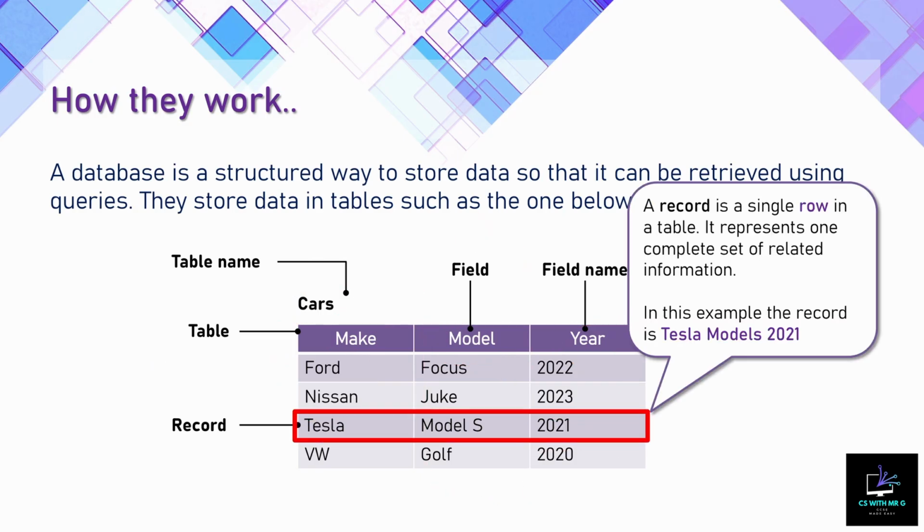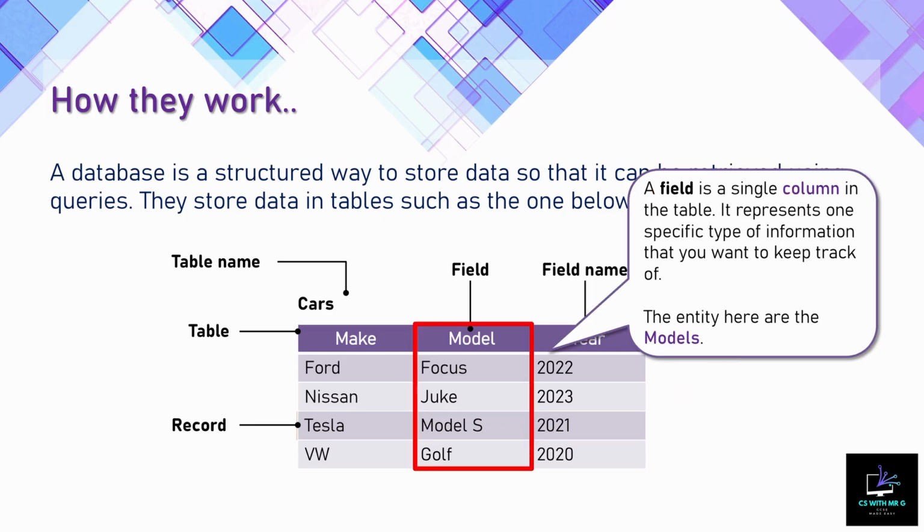So as you can see, a record is a single row, and the easiest way that I can remember this is that record begins with the letter R, and so does the word row. So if you ever get confused about a record and a field, just remember that the word record begins with the letter R, and a row also begins with the letter R. So as you can see, one record refers to the whole row, which in this case I have highlighted a Tesla Model S released in 2021.